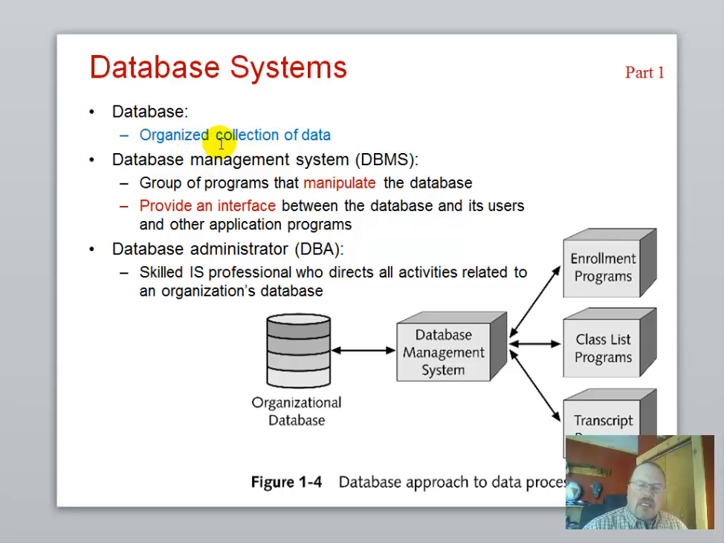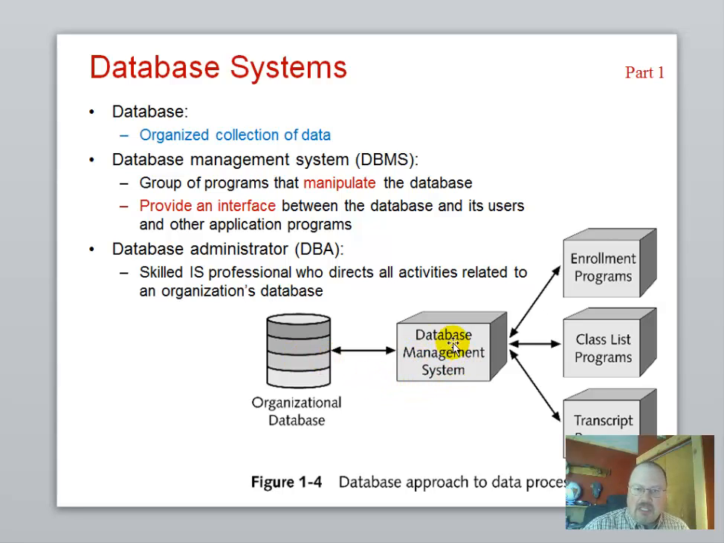So a database is an organized collection of data, and a database management system is a group of programs that manipulate the database, provide an interface between the database and its users and other applications. So what we see is the organizational database here, and that's just like a big can with all your information in it. So say you have your student information system, financial aid, and HR there at the college. You're a student on financial aid, and then you do work study to get that financial aid. So all of that information is included in that database. The hourly rate, the award amounts, your registration is all included in that database.